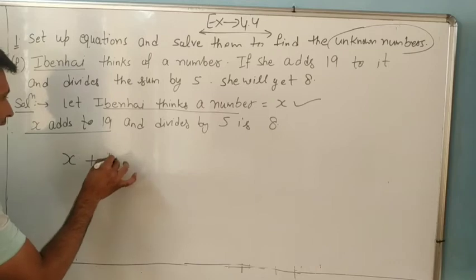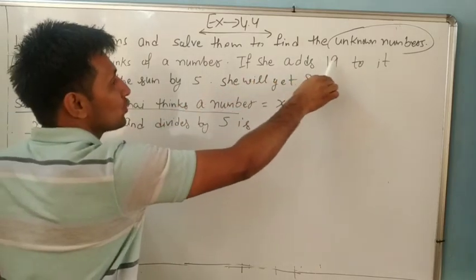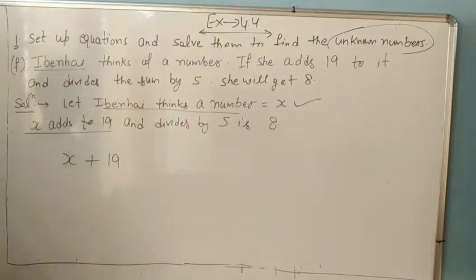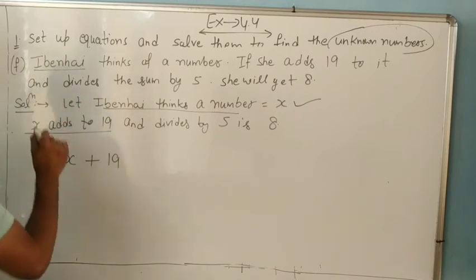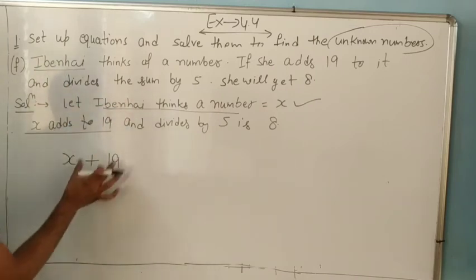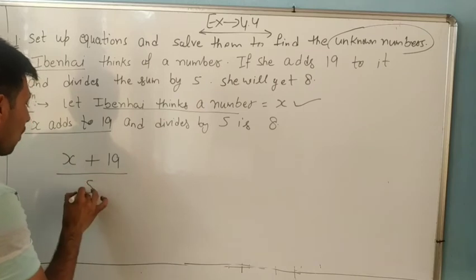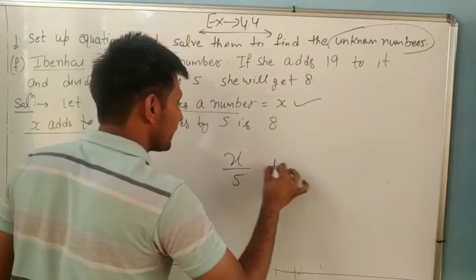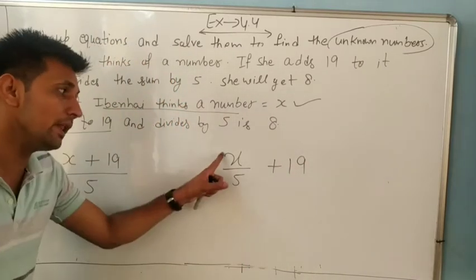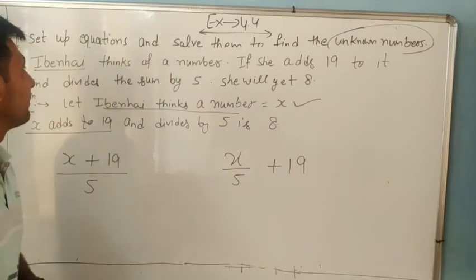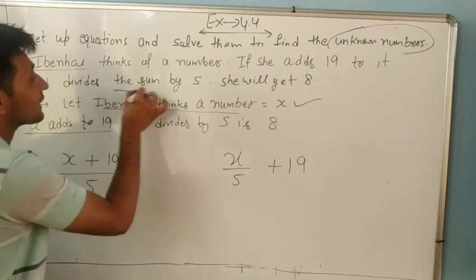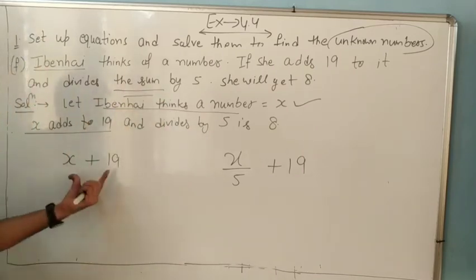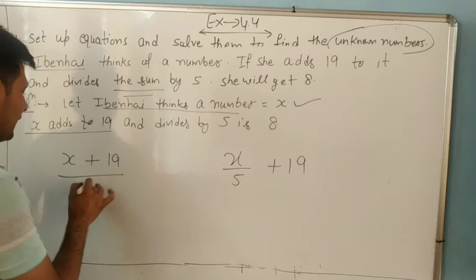If she adds 90 to it and divides the sum by 5, the whole sum we will divide. Don't write x by 5 plus 90, because that means only x is divided by 5. But the question says divide the sum. So the sum is x plus 90, all divided by 5.